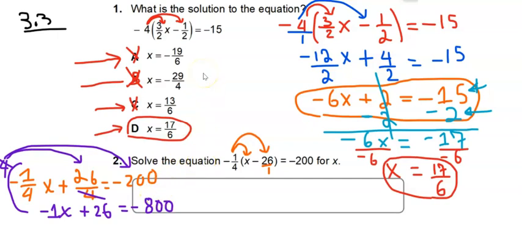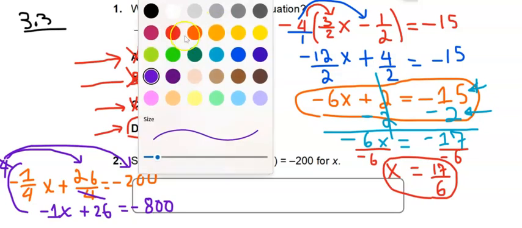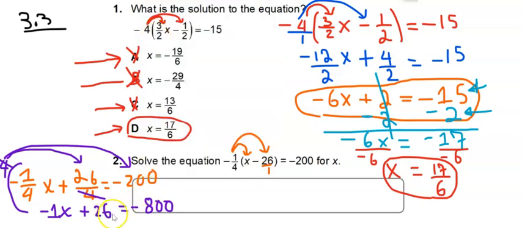There you go. Thumbs up, thumbs down. Did I confuse anybody in here? Okay, good. How do I get the negative 1x alone?